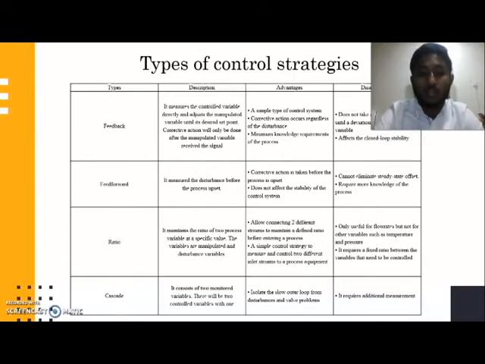Ratio is used to maintain the ratio of two process variables, which are manipulated variables and also disturbance variables. Cascade consists of two monitored variables, and these two are usually control variables.